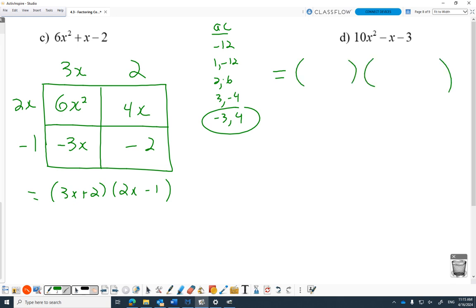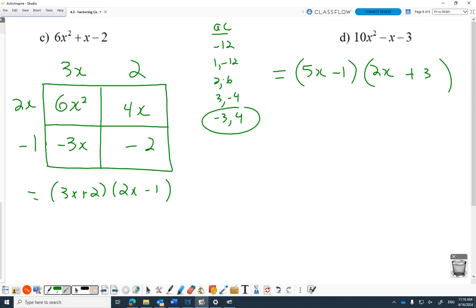10x squared plus minus x minus 3. If it's 10x squared, I think maybe 5x and 2x would work. So then I need a 3 and a 1. So I'm going to try 3 over here and negative 1 over there. I'm not going to check the f or the l. I'm going to check the oi and see if it works.